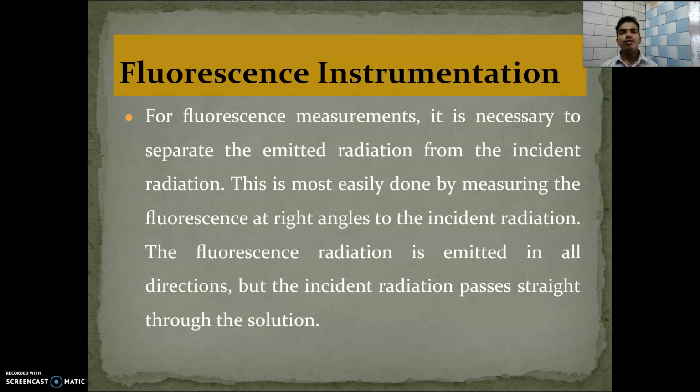Then fluorescence instrumentation, the next point. So this is for the instrumentation of fluorescence. For fluorescence measurement, it is necessary to separate emitted radiation from the incident radiation, and this is most easily done by measuring the fluorescence at a right angle to the incident radiation. The fluorescence radiation is emitted in all directions, but incident radiation passes straight through the solution.